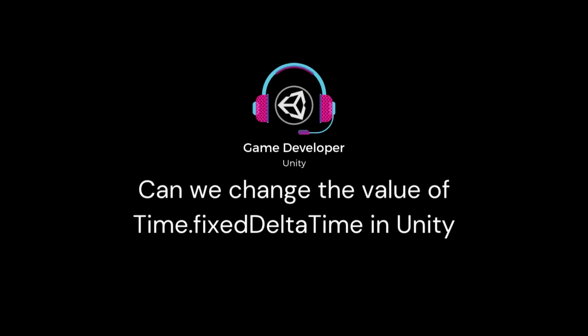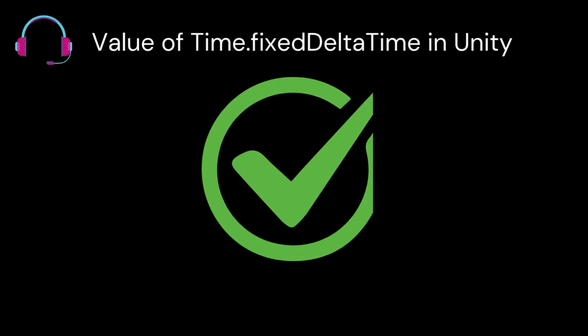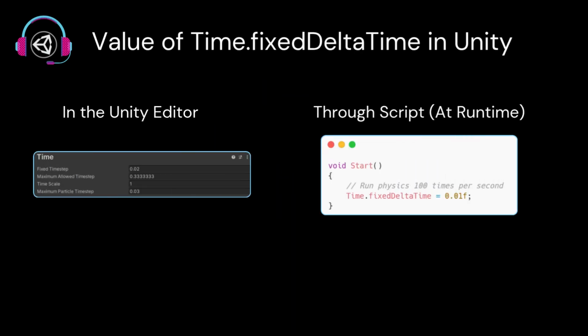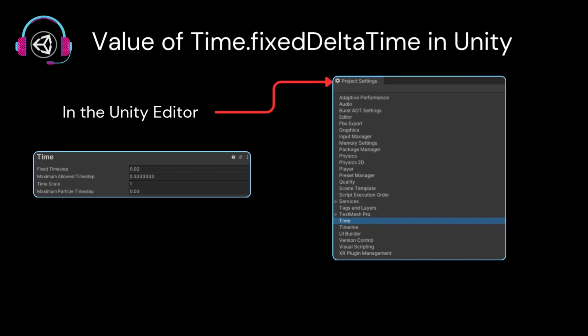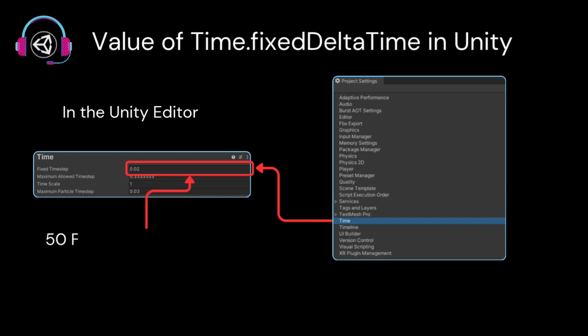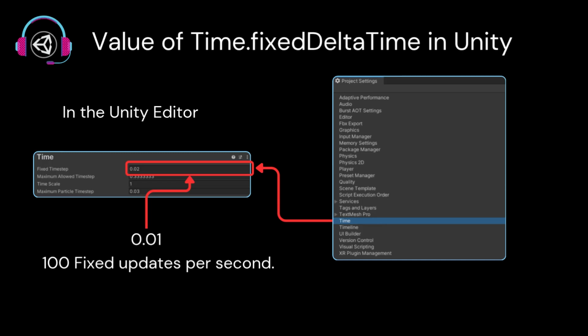Can we change the value of Time.fixedDeltaTime in Unity? Yes, you can change the value of Time.fixedDeltaTime in Unity, and there are two ways to do it. In the Unity editor, you can set it directly in the project settings. Go to Edit, Project Settings and Time. Here you will find a field called Fixed Timestep. This represents the Time.fixedDeltaTime. By default, it's 0.02 seconds, meaning Unity runs 50 physics updates per second. If you make it 0.01, the physics will update 100 times per second. But remember, more updates mean more CPU load, so balance it carefully. This change affects the physics update rate across your entire project.